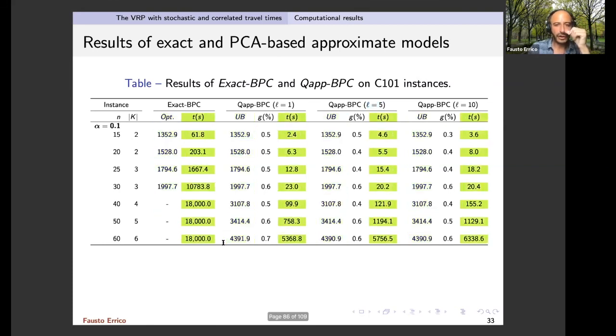When you look at the computing time, we see that the difference is impressive. Of course, the larger the instances, the more complex it becomes to solve the problem. But with respect to the exact approach, the reduction in computing time is drastic.